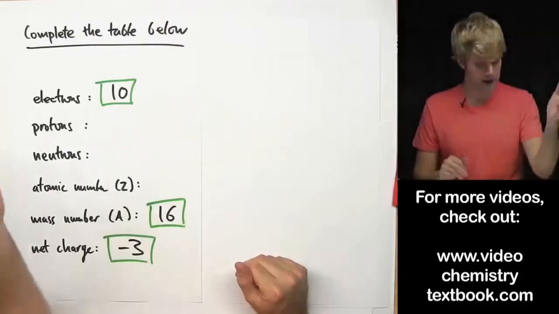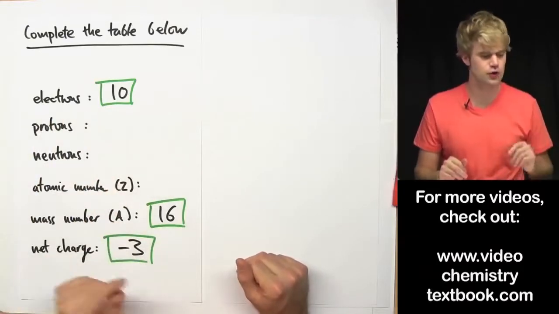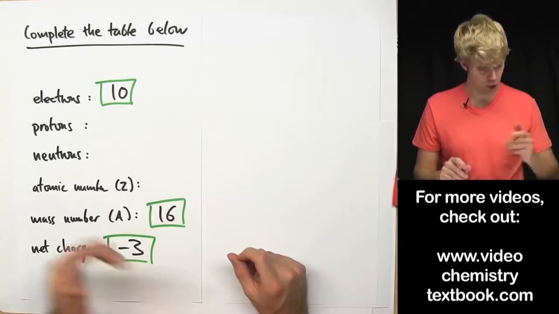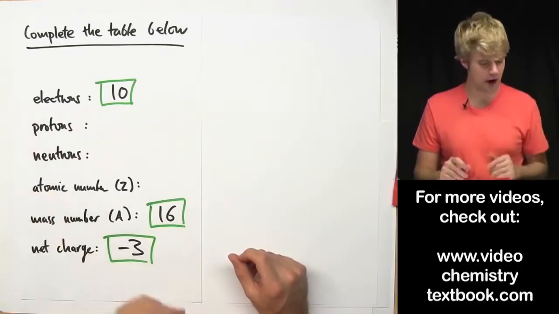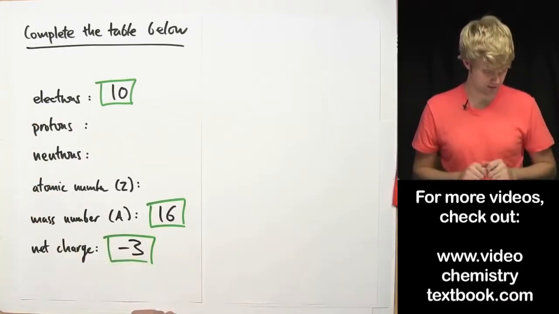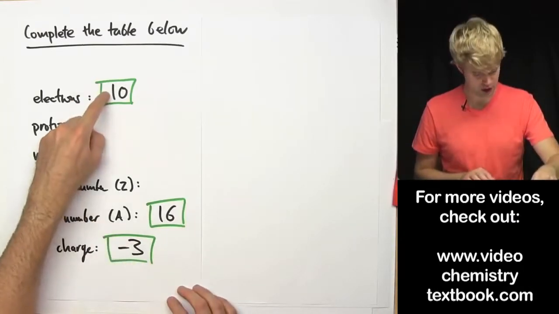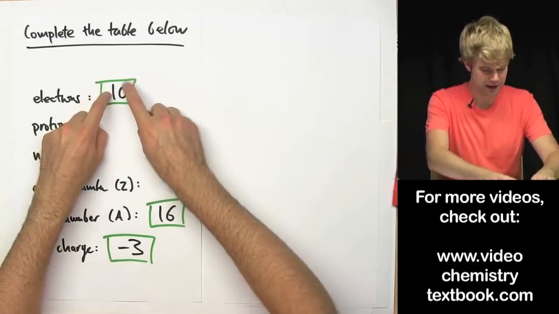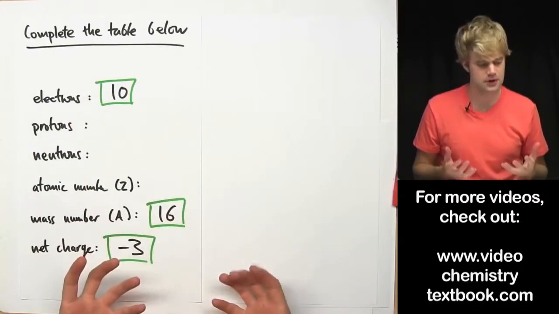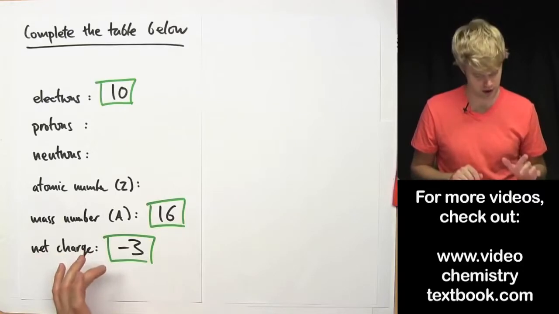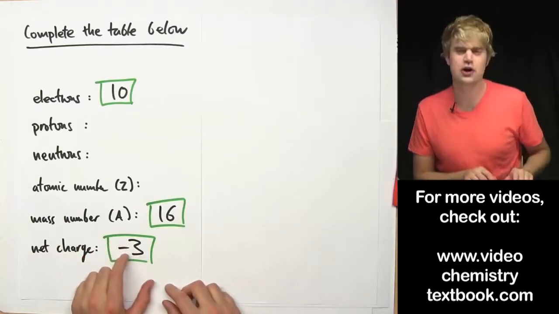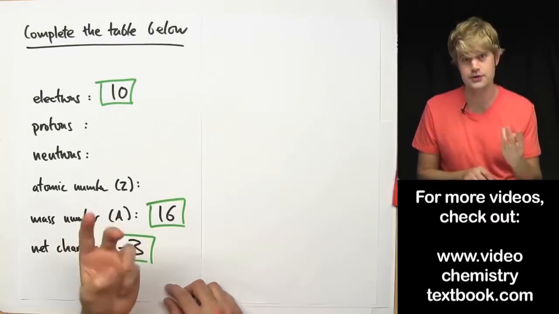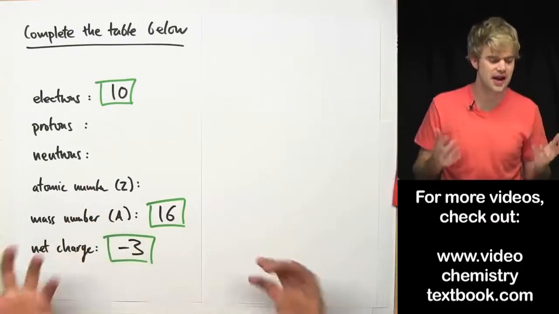Here's a table with various characteristics of a certain atom. We need to fill in the things that are empty. Okay, we don't know how many protons, we don't know how many neutrons. Where can we start? Okay, we know the electrons and we know the net charge. So based on the number of electrons and the net charge that this atom has, we can figure out how many protons there are. Okay, since this is a net charge of -3, that means that there are 3 more electrons than protons, because electrons have a negative charge.